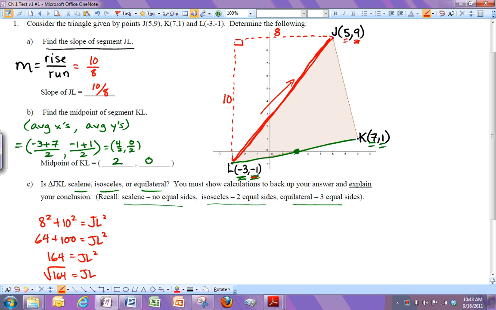Now for right now, I've said that you don't have to simplify roots, and you don't have to turn them into decimals if you don't want to. It's close to 13, but I'm just going to write root 164 right there.